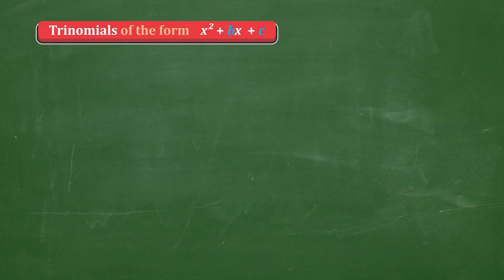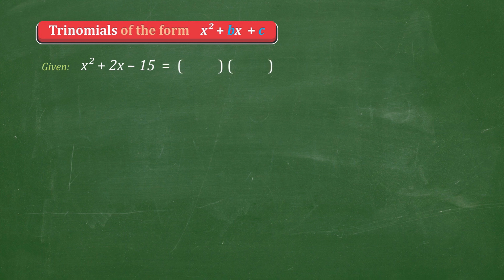Let us try to figure out how we factor a trinomial with leading coefficient equal to 1 by looking at this example. We can safely assume from multiplying binomials that x² plus 2x minus 15 is a product of two binomials. We can further assume that these binomials can be the quantity x plus a certain number r times the quantity x plus another number s. That means, to get the factors of this trinomial, we should look for the values of r and s.